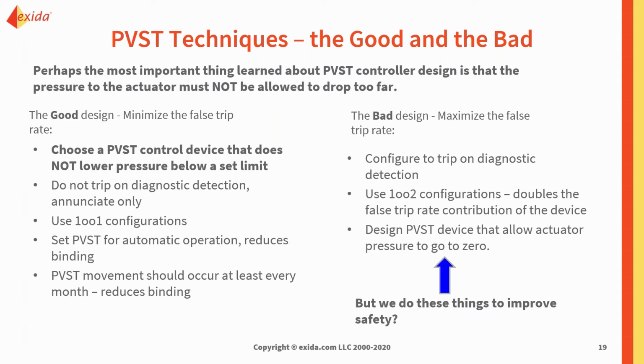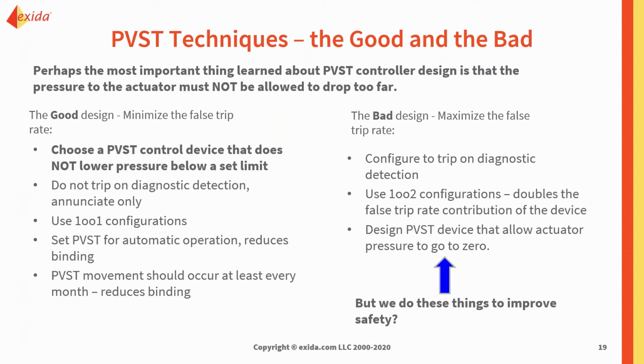Why do we use 1 out of 2 configurations? Well, a lot of people have told me the answer to that question is because it's just what we've always done in this plant. Well, 1 out of 2 doubles the trip rate contribution of the device. Another problem arises when we design the device to allow the actuator to go to 0. And here we see the potential for another false trip.